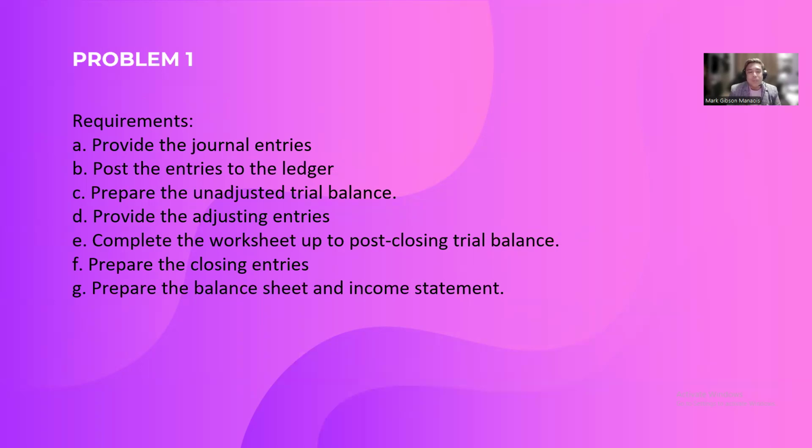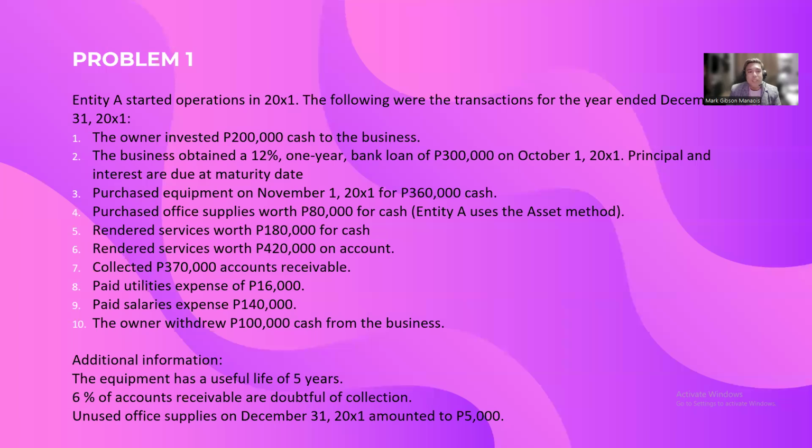No? So basically, this is the culmination of what we have discussed earlier. So let's go back to the data. So entity A started operations in 20X1. The following were the transactions for the year ended December 31. So number one, the owner invested 200,000 cash to the business. So what we're going to do, class, is we'll just run through the data first, and then later on, let's look at it side by side.